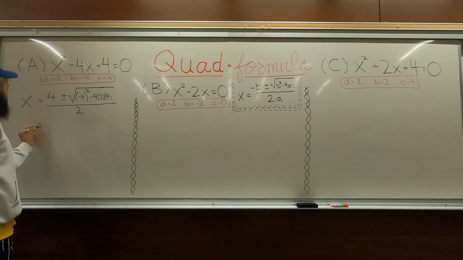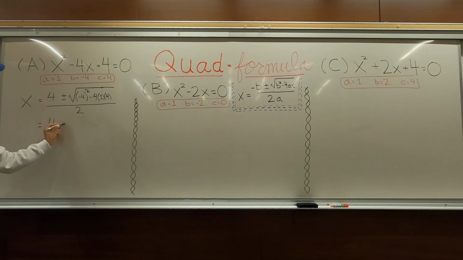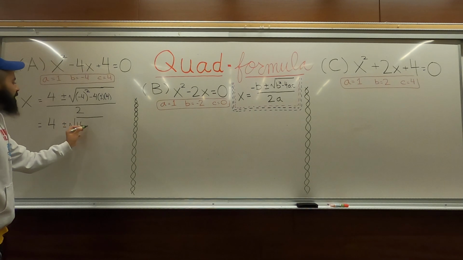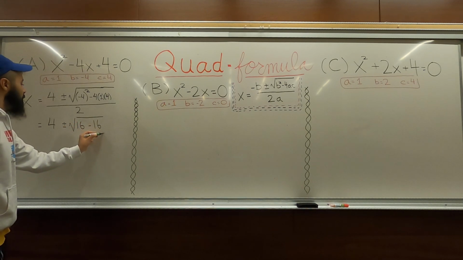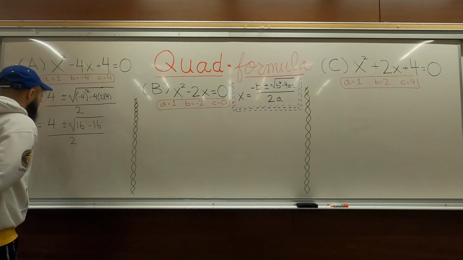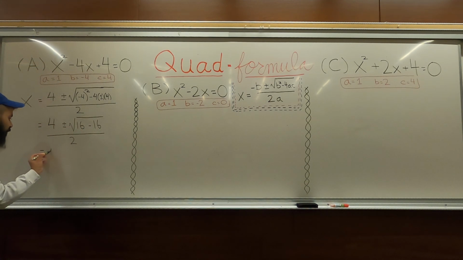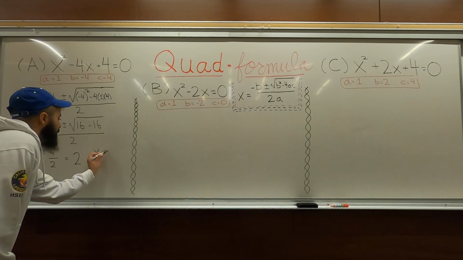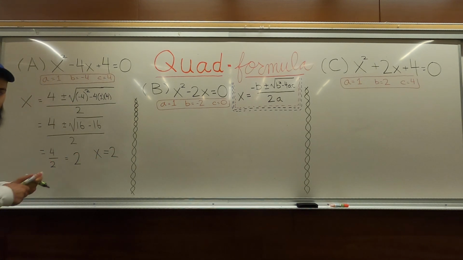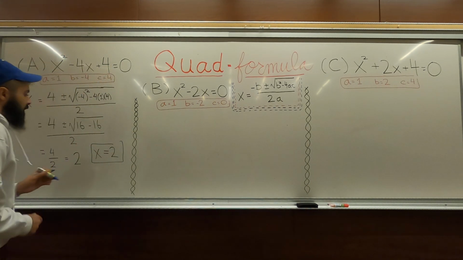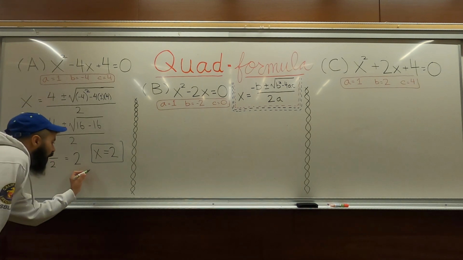Now this equals 4 plus or minus the square root of 16 minus 16. Aha, 0. 16 minus 16 is 0. Square root of 0 is 0. Our answer is just 4 divided by 2, which is 2. So the answer is going to be x equals 2 for example A. So this one has one real solution.